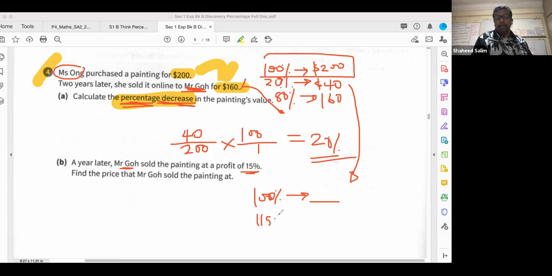Why? Because it is including the profit. But I say I want to try 15%. Can. Then later you must plus to the buying price. No problem. Let us see.